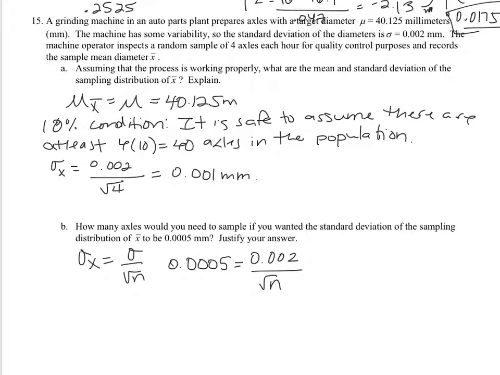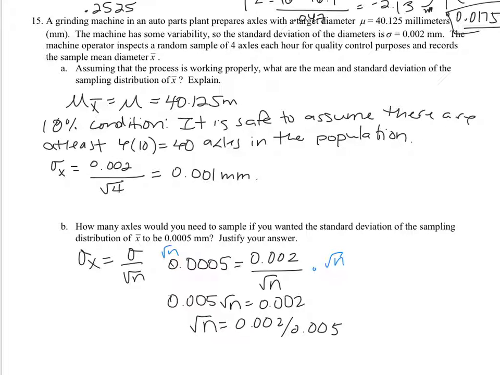So start by squaring both sides or multiplying by the square root of n, it doesn't matter. So let's just multiply by the square root of n. So we'll have 0.005 square root of n equals 0.002. So divide both sides by 0.005 and then square both sides. And that will give us a sampling size of about 16. So always round up. It's actually 4, and then once you square the 4, you get 16. So we need to have a sample size of at least 16.